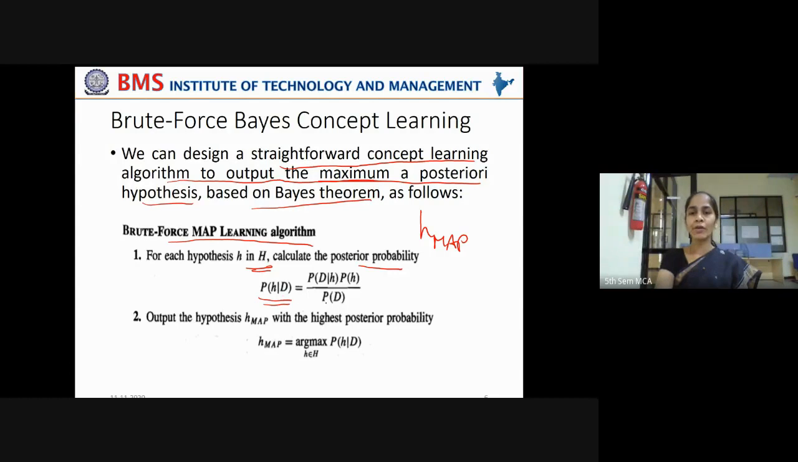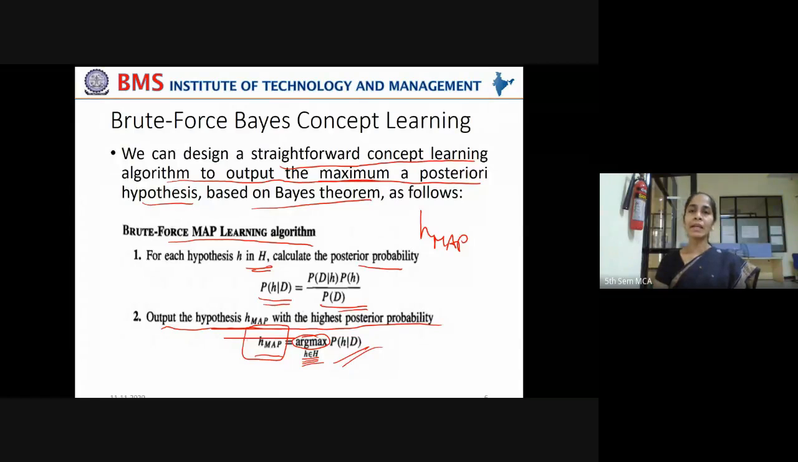Probability of H given D is, according to Bayes' theorem, probability of D given H multiplied by prior probability of H, divided by prior probability of the training examples D. Now, in the second step, output the hypothesis H MAP with the highest probability. How do you denote that? H MAP is equal to argmax over all the hypotheses in the hypothesis space H. Wherever the probability of H given D is maximum, that will be your H MAP. Very straightforward, right? Once you understood yesterday's example, how you derived this formula of H MAP, it is easy for you to understand this brute force MAP learning algorithm.